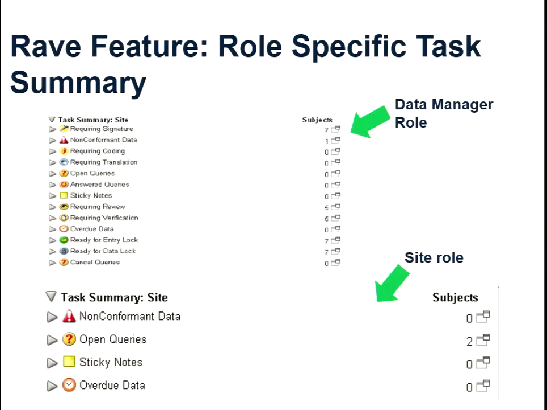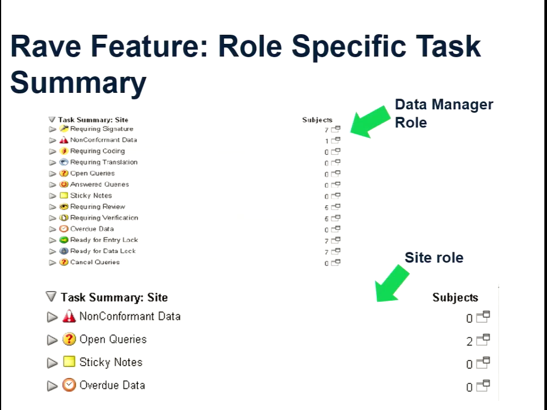So a little bit more on what RAVE looks like and some of the features within RAVE. RAVE has what's called a role-specific task summary, and this is handy. You get to see sort of the tasks that are specific to your role. So I'm showing you two examples. The first one is what a task summary would look like for a data manager. They're responsible for lots of activities within RAVE, including submitting queries, answering queries. So they get to see really the full set of icons.